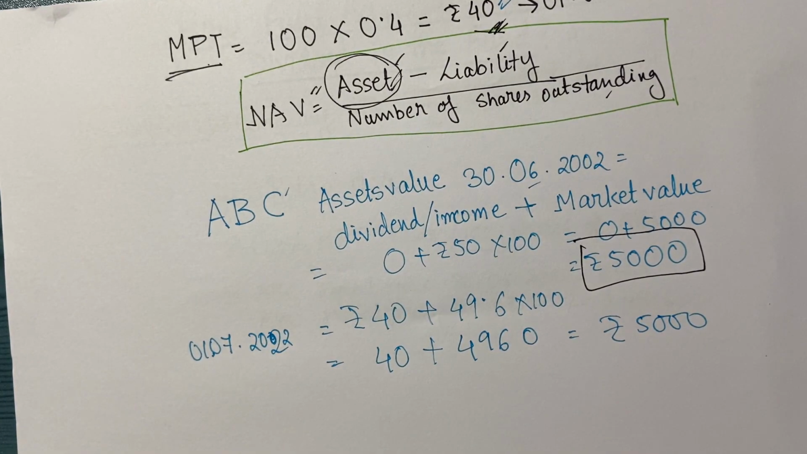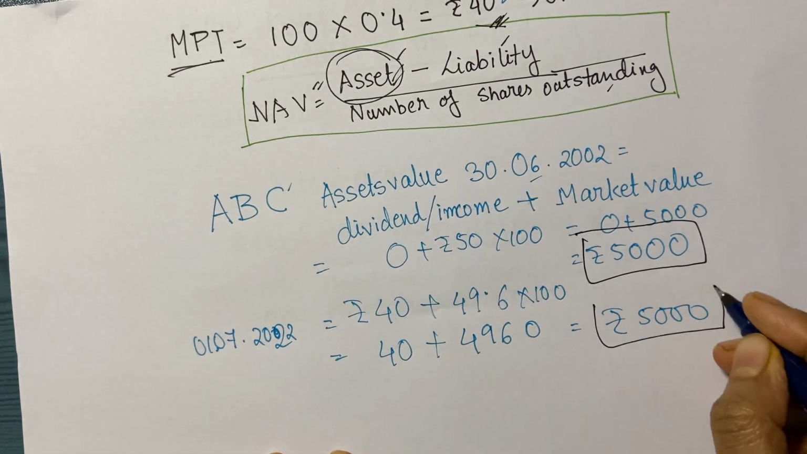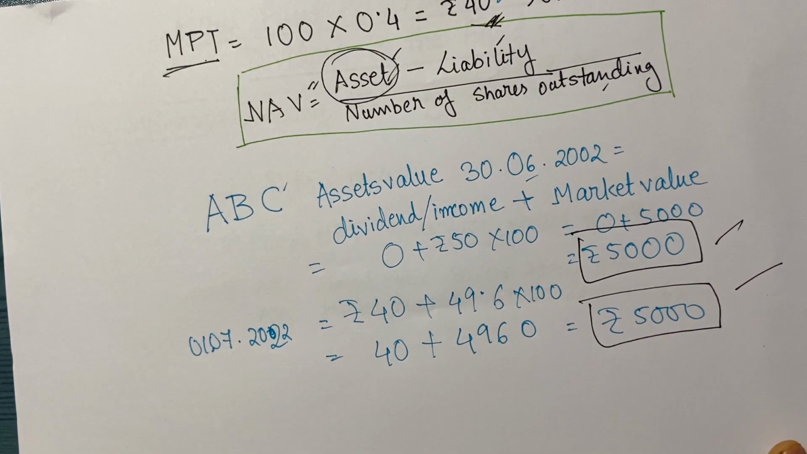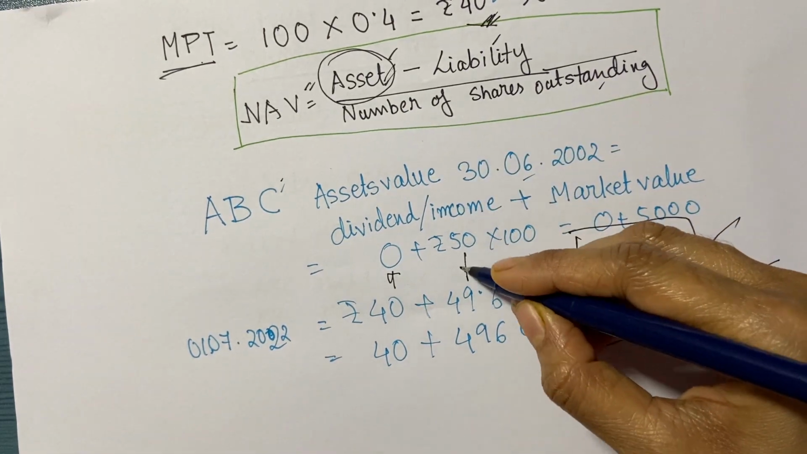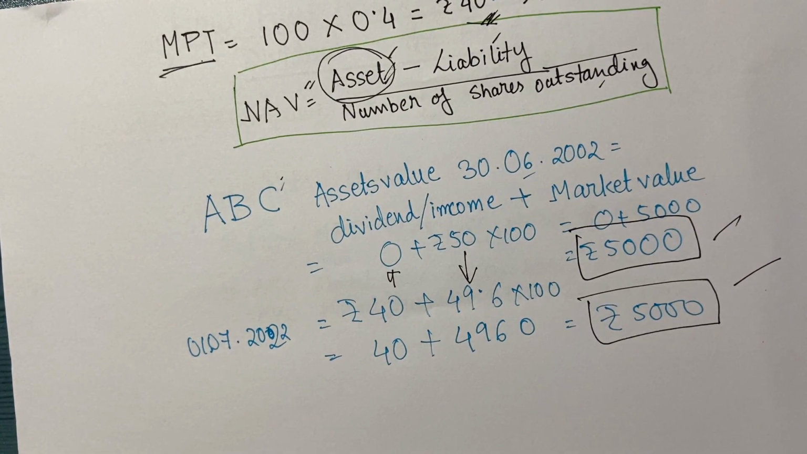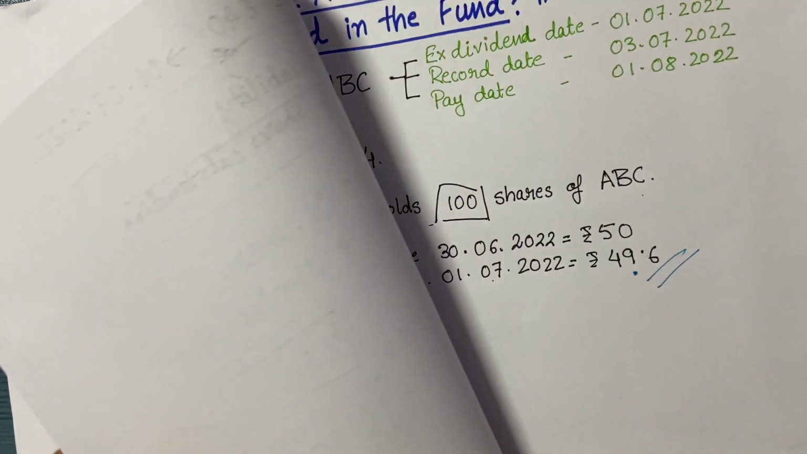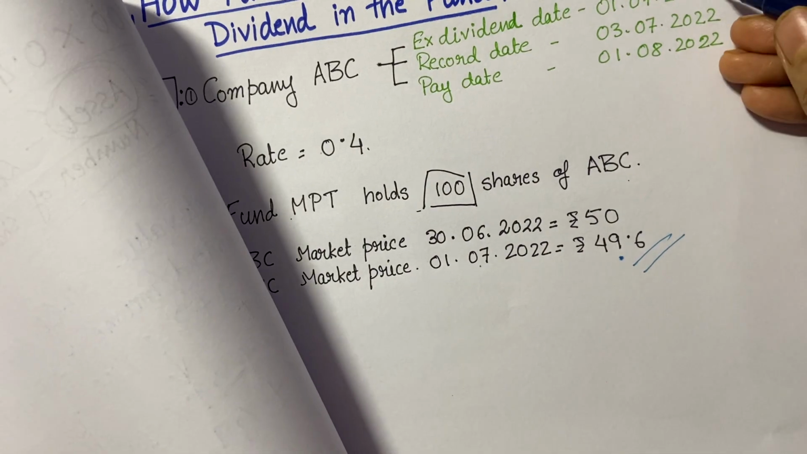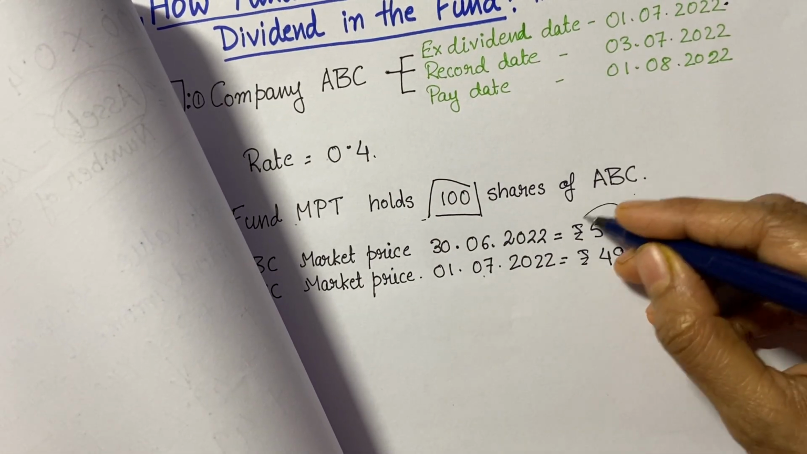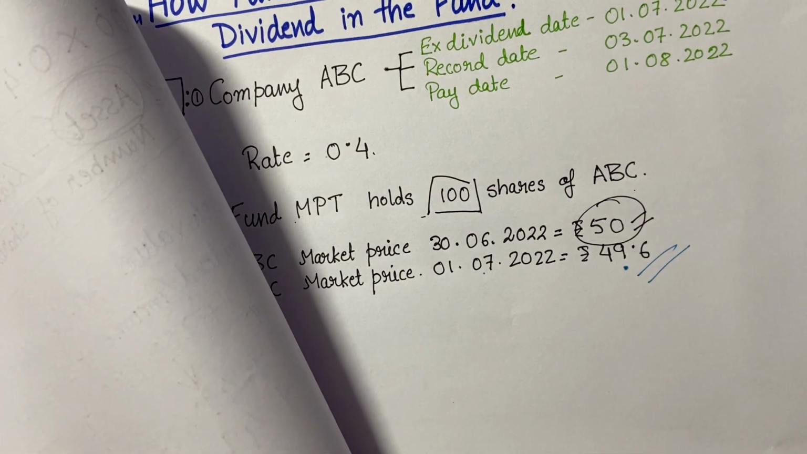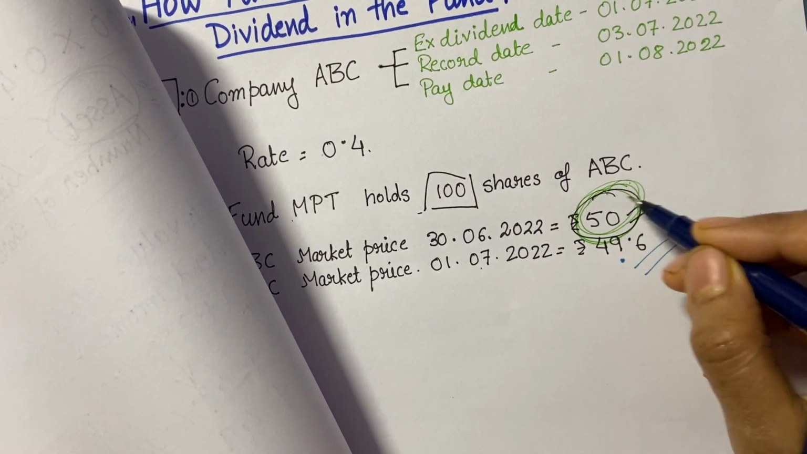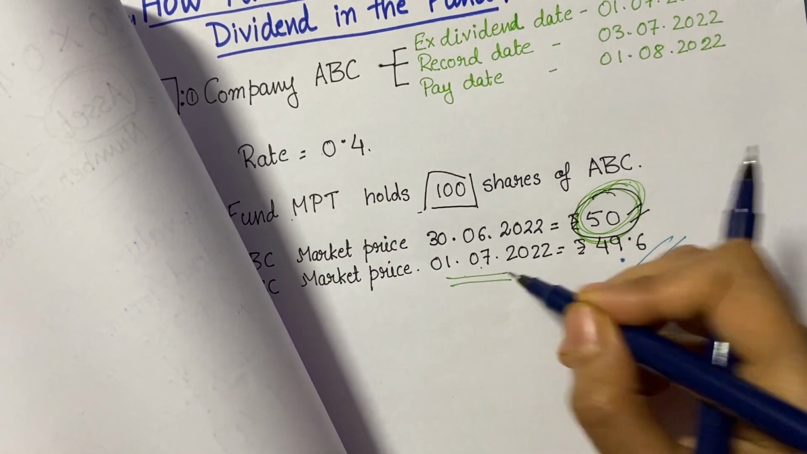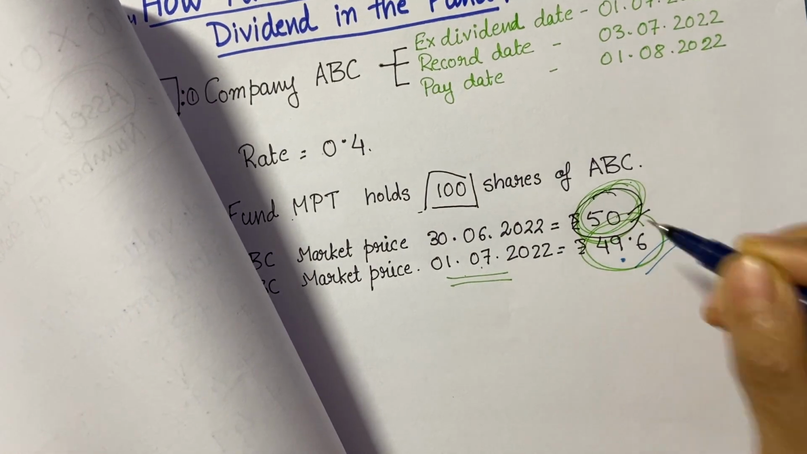So if you see here, even on both days, the asset value for company ABC is going to be the same. Why? Because here your dividend value has increased, and your price has dropped. So this is the thumb rule. To explain this better, always remember, before the X date, whatever price you have is known as the cum price. And after the X date, which is on the X date and after that, it is called the X price.